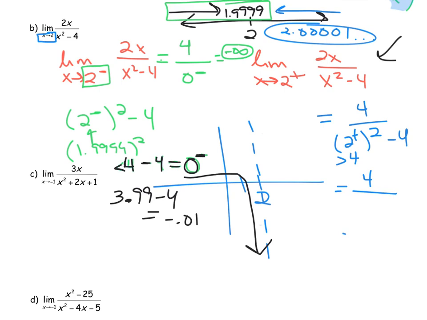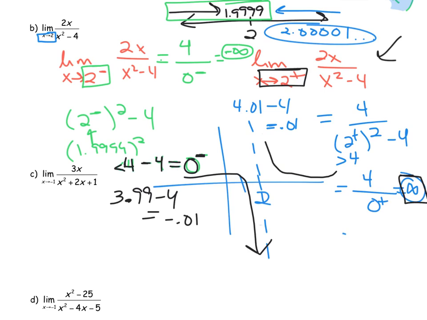So let's just say that that's like 4.01 minus 4. That's going to be positive 0.01. So this is going to be a positive 0 value. And remember, when I have a number on top divided by 0, that's going towards, now in this situation, positive infinity. So if I were to sketch, as I approach 2 from the right, I'm going towards infinity. So that's what this graph would look like.